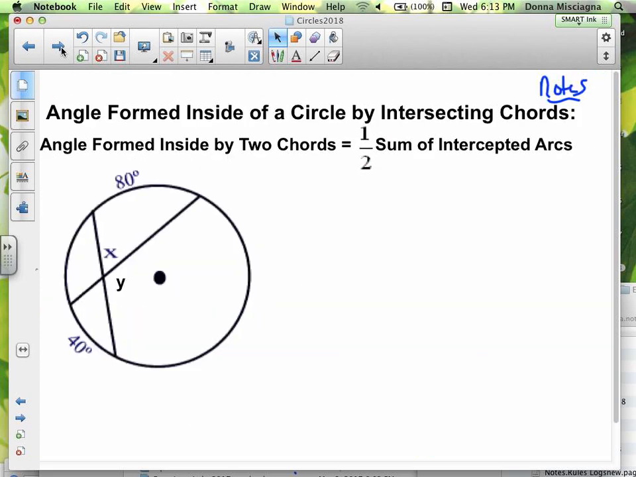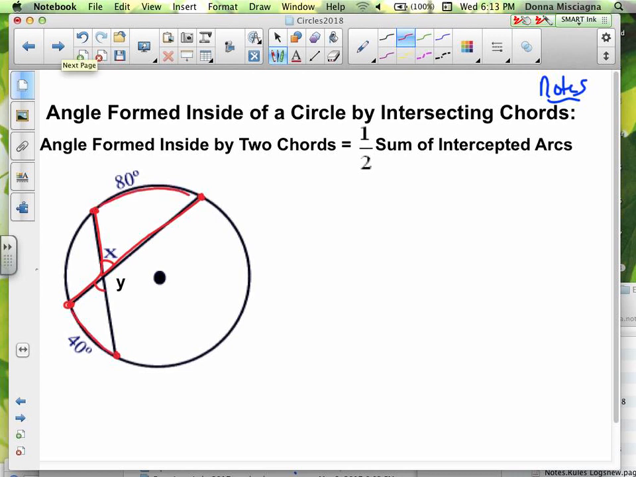There we go. All right, so we're going to find x and y here. x is this angle right there. We see its intercepted arc is between those 2 points. The vertical angle is right across from it, and that intercepted arc, if we follow that angle out, is between those 2 points. So here are the 2 intercepted arcs. So that means x is going to be equal to 1/2 of 80 plus 40. So x is 1/2 of 120, which is 60 degrees.